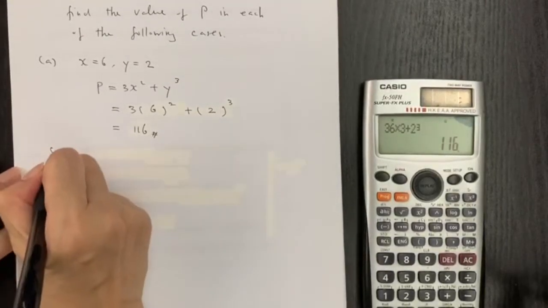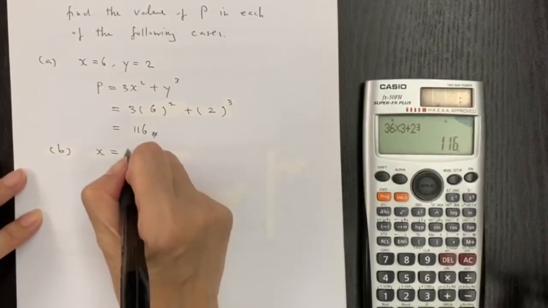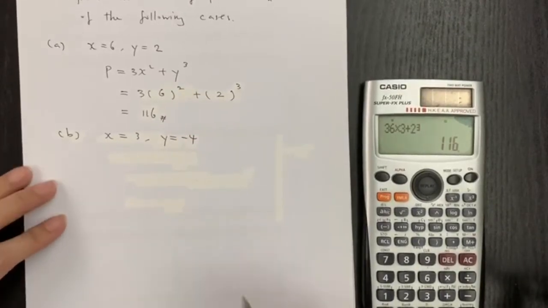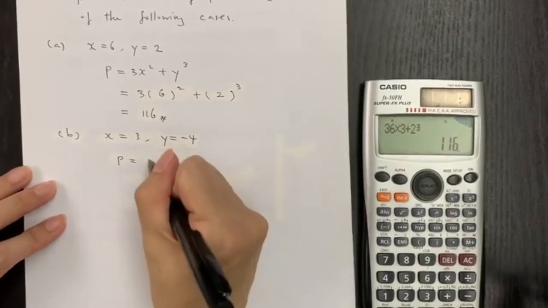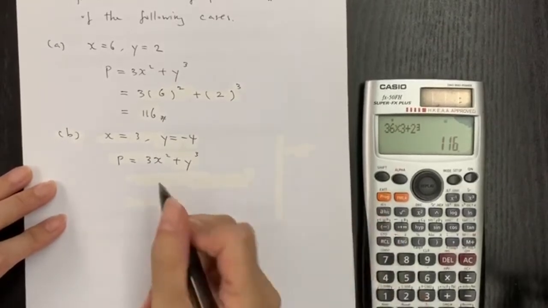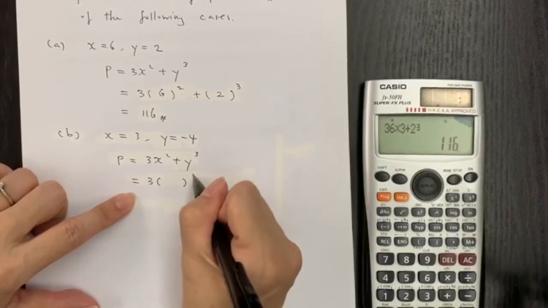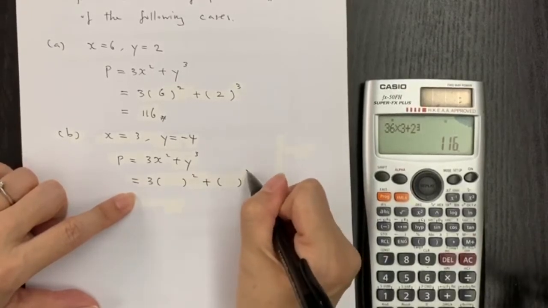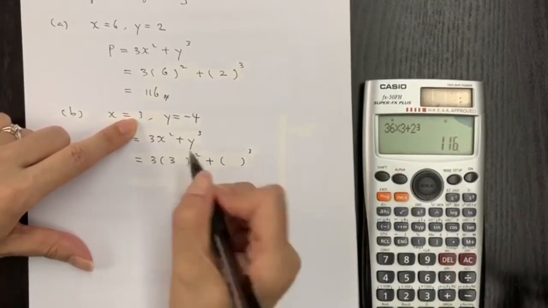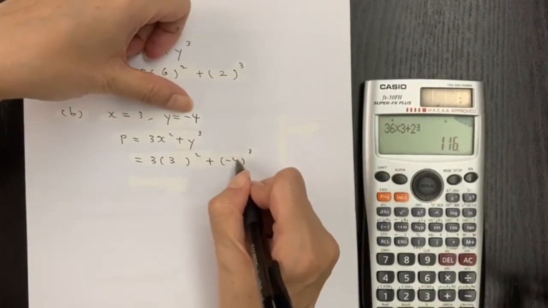Okay, so now we come to B. And this time, given that x is equal to 3 and y is equal to minus 4, again we find the value of p, so that I have p, which is 3x squared plus y to the power 3. Okay, so next we do substitution, so using brackets for substitution is very, very important. So this time I put 3 here because x is equal to 3, and then what about y? So y is minus 4.